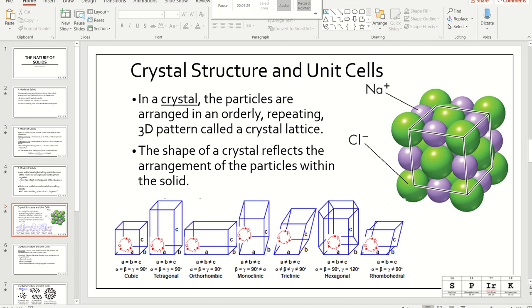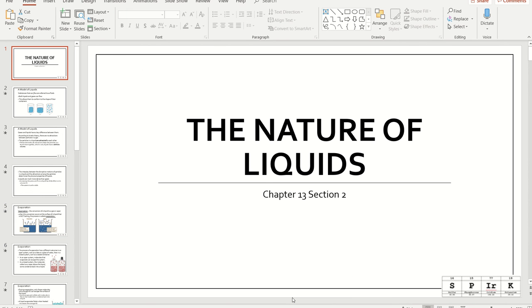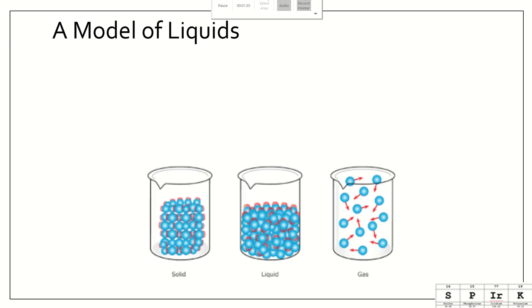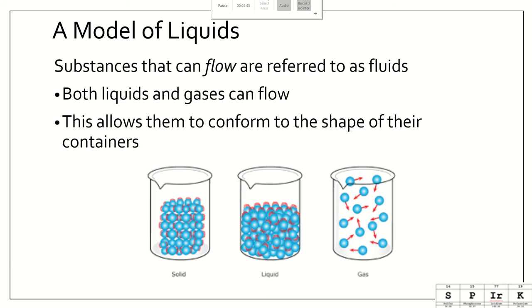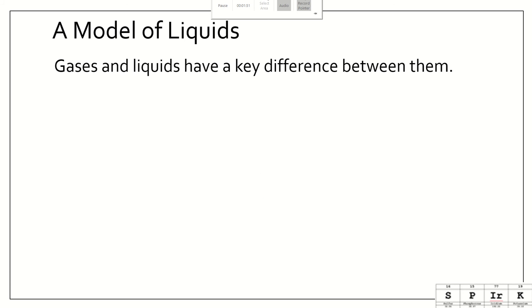All right, so that's it for solids. Let's go ahead and talk about liquids real quick. So as far as liquids go, substances that can flow are referred to as fluids. Both liquids and gases can flow, so gases and liquids are both considered fluids. This allows them to conform to the shape of their container, and that's their big difference from solids.